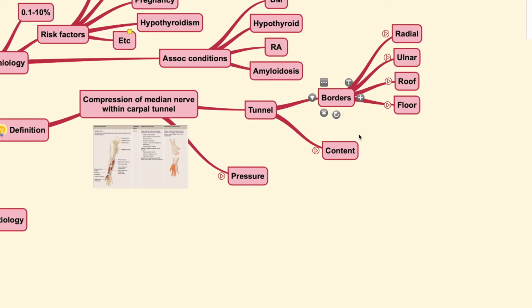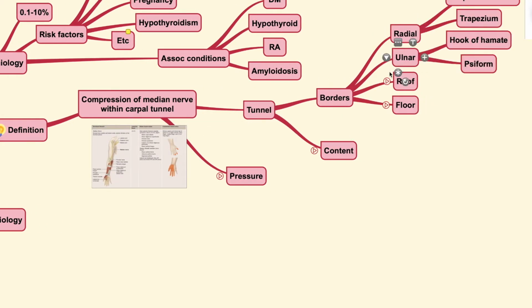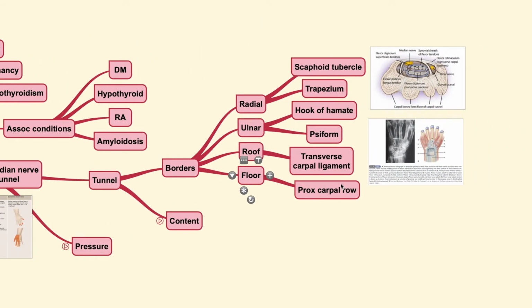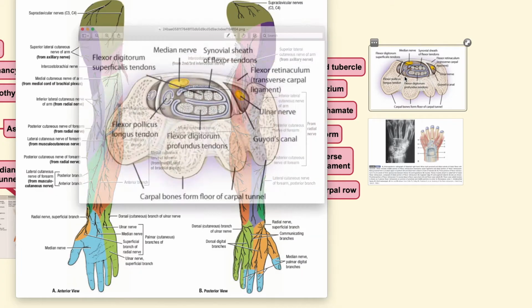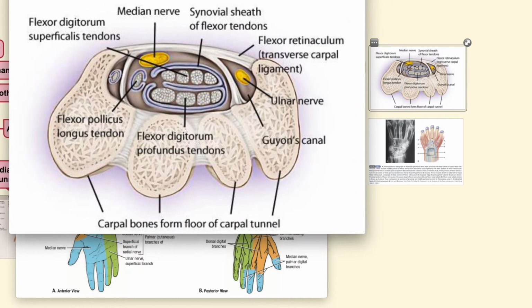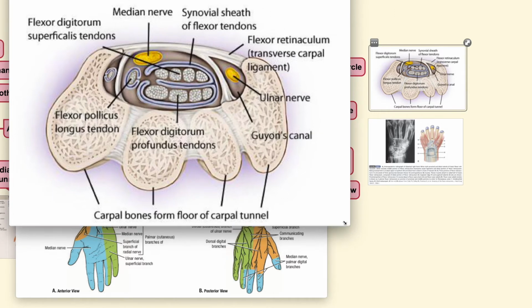The tunnel itself has borders: radial, ulnar, roof, and also floor. The floor of the carpal tunnel is the proximal carpal row. I'm going to show you the pictures here. So these are the floors. It goes through the carpal bones. These are the 4 carpal bones forming the floor. The roof will be the flexor retinaculum, also known as the transverse carpal ligament, and the radial and also the ulnar border of this.